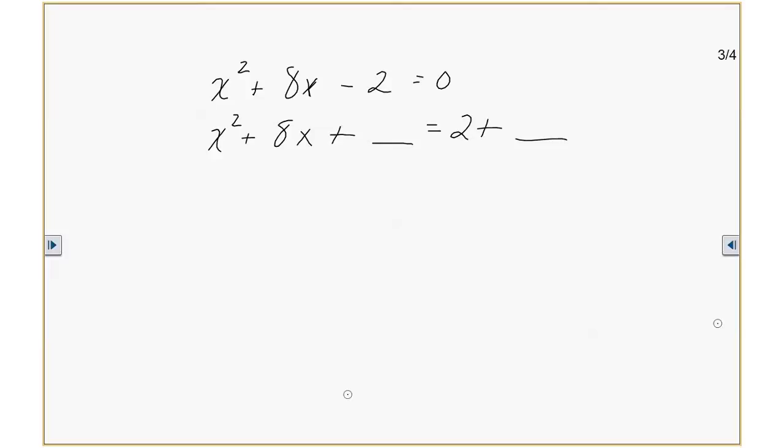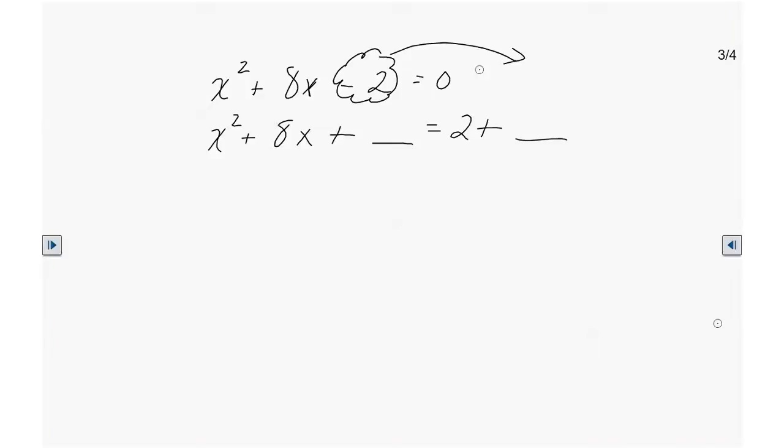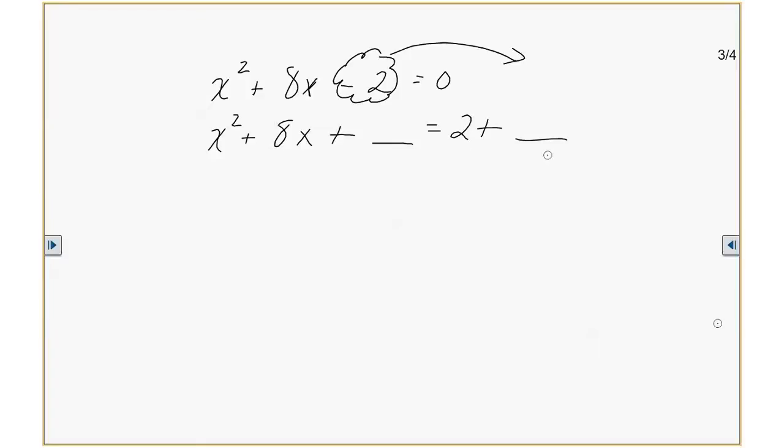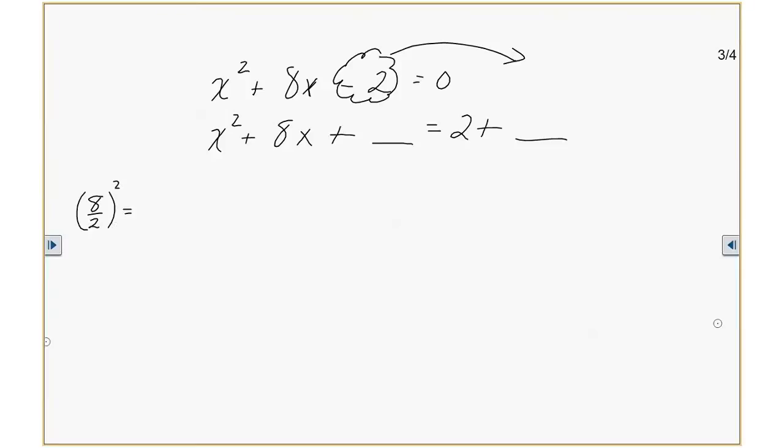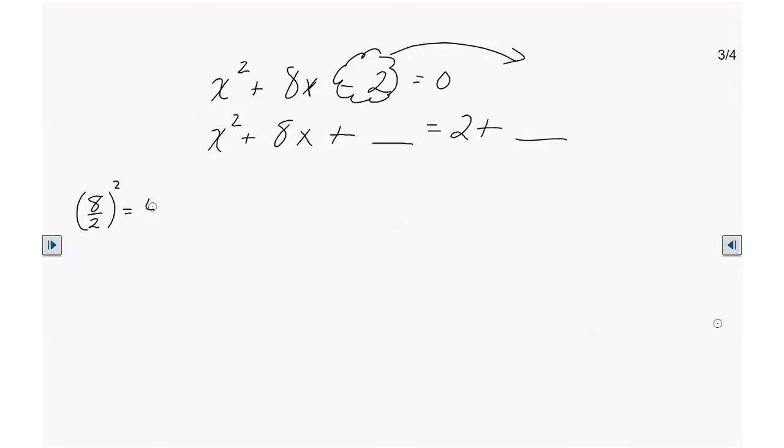All right, so what I did, for those of you that have forgotten how to do complete the square, I brought this over. That's what I did here. And then I added blanks. So x squared plus 8x plus blank is equal to 2 plus 1. And now I'm going to complete the square. 8 divided by 2 and squared. Well, 8 divided by 2 is 4. 4 squared is 16.